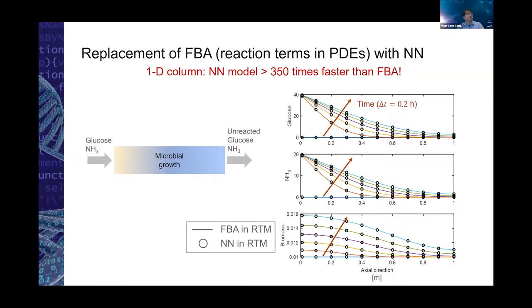If I remember correctly, 50 to 100 grids, but if I consider 1,000 grid size, then the difference between FVA and neural network model in RTM will be significantly more.